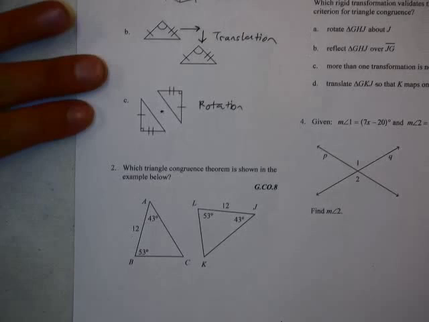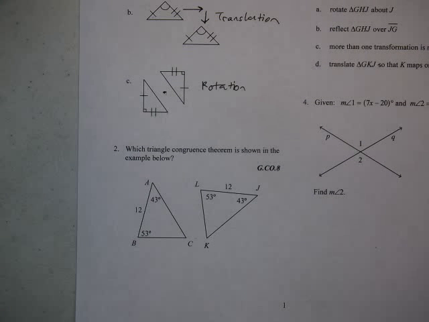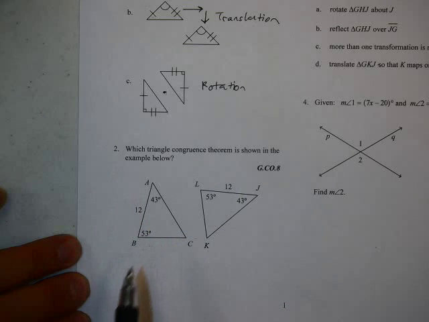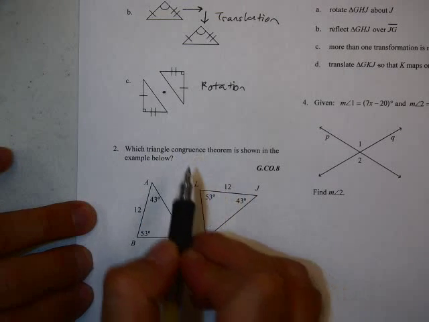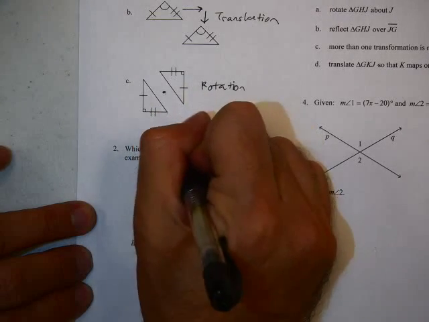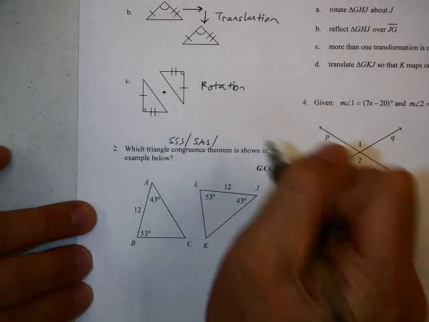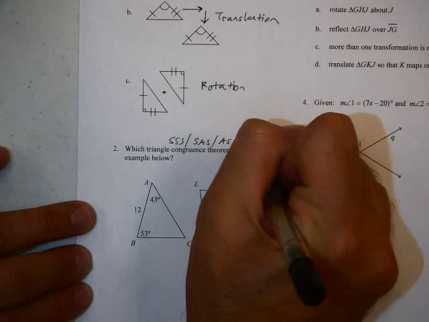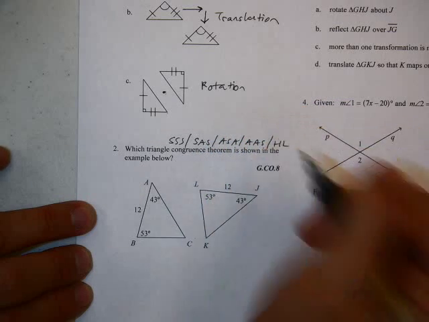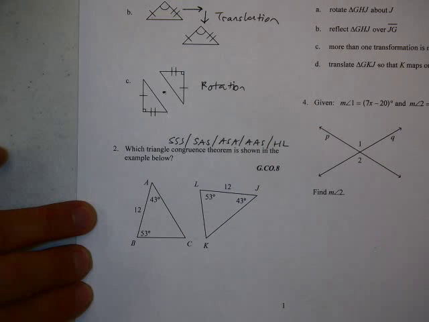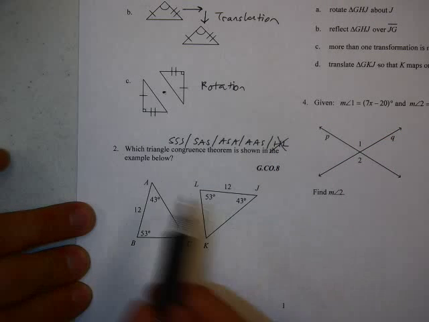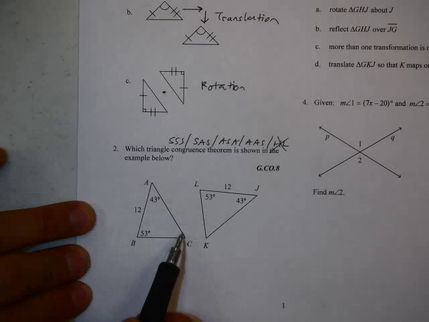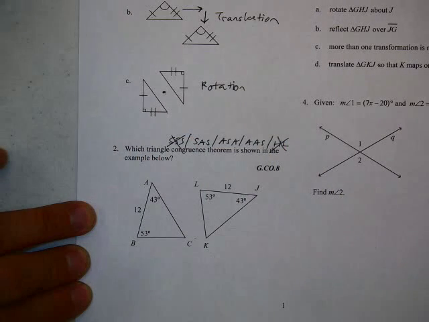For number 2, which triangle congruence theorem is shown in the example below? So we don't necessarily have to worry about moving it, although moving it will help. But for the triangle congruence theorem, remember that those theorems are SSS for side, side, side. SAS, side angle side. ASA, AAS, and HL for hypotenuse leg. And right off the bat, we don't have any right angles. They're not right triangles, so it's not going to be HL. We don't have all side lengths. There's no marks on these other sides. There's no numbers, so it's not going to be SSS.